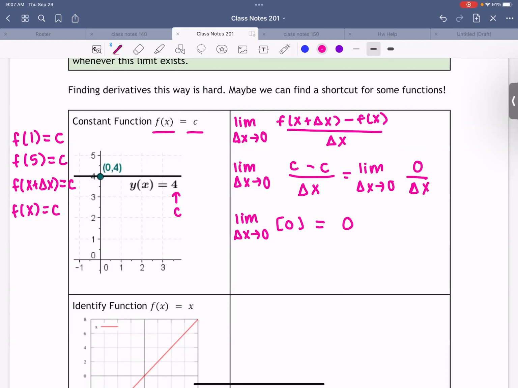Okay. So what I did here is I took any constant function, doesn't have to be 4, could be any number, and I found out that the derivative function of that function is 0. Okay. Now, in general, when I take the derivative of any constant c, that derivative is just 0. Okay, so for any number, the derivative is 0.